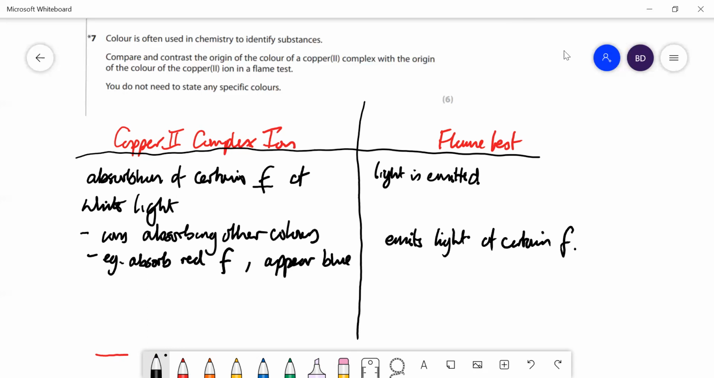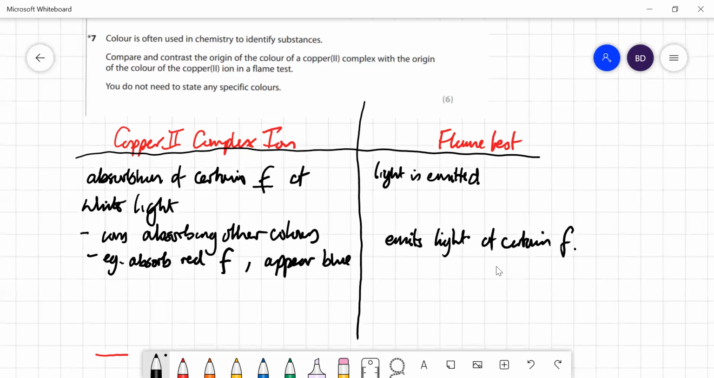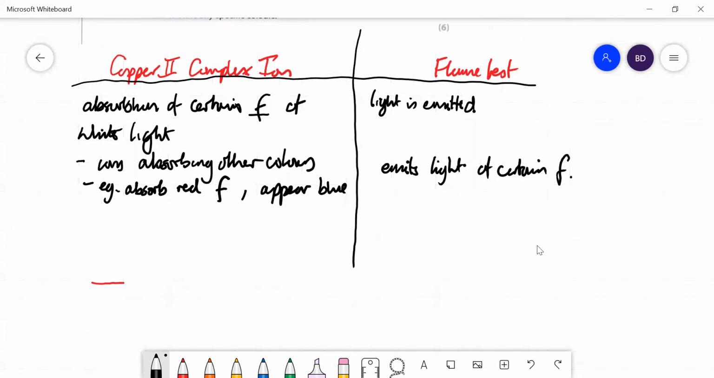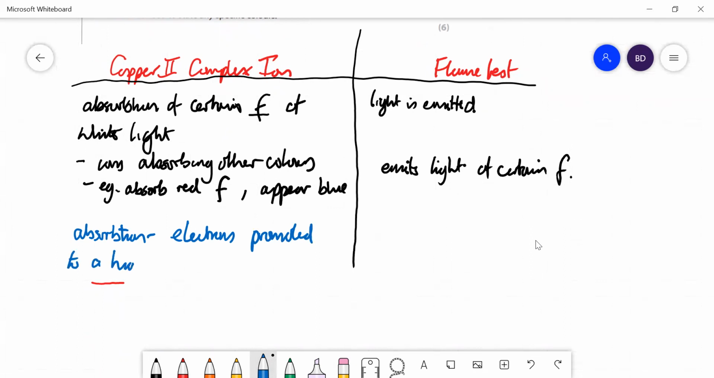Now what causes the absorption of the light? That's because electrons absorb the energy and are promoted to a higher energy orbital. And we'll talk about which orbital that is in a minute.